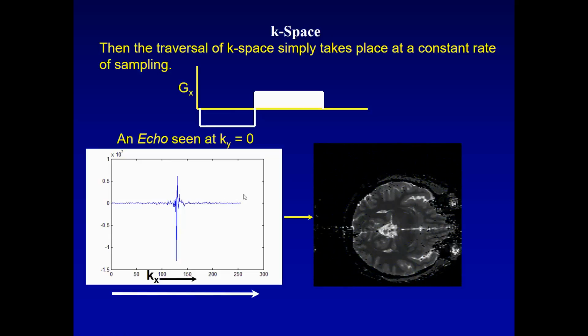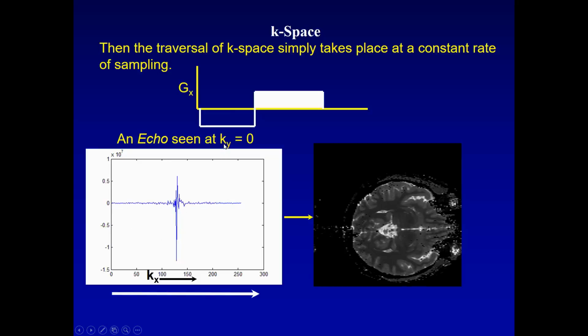If we do a Fourier transform, we end up with an image. Actually, the echo I'm showing you here was obtained at the Ky position of 0. So remember, we have K space in different dimensions. When we go through the center of the Y K-space dimension, here's what the X K-space distribution looks like.